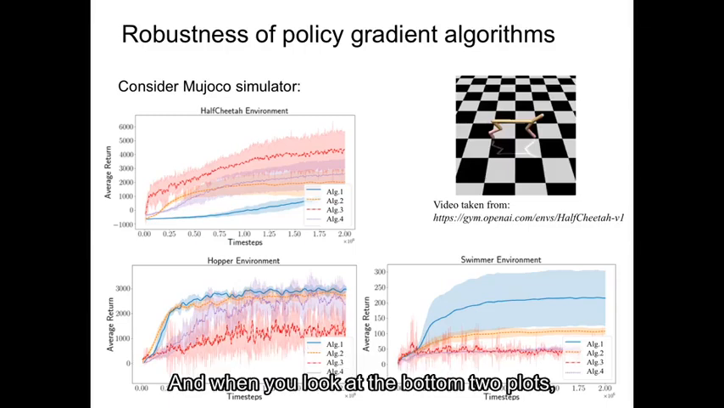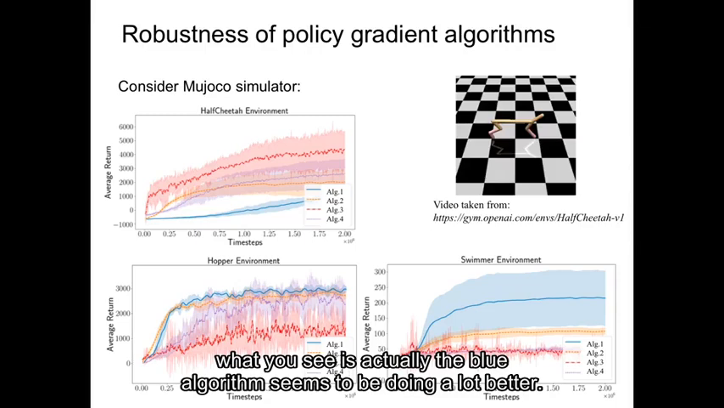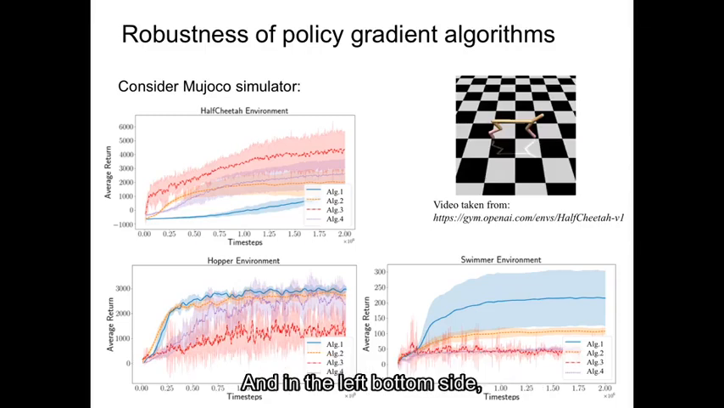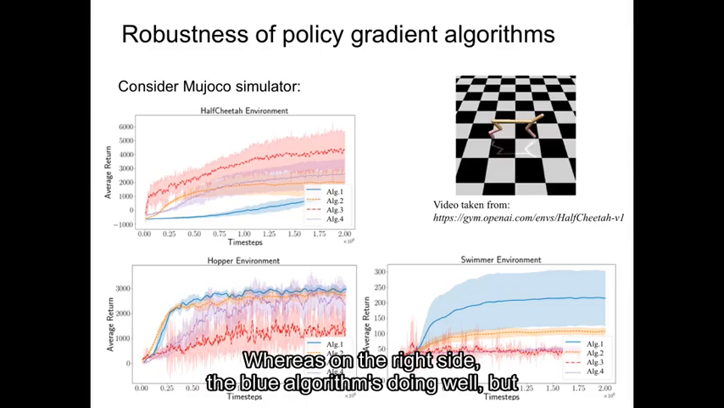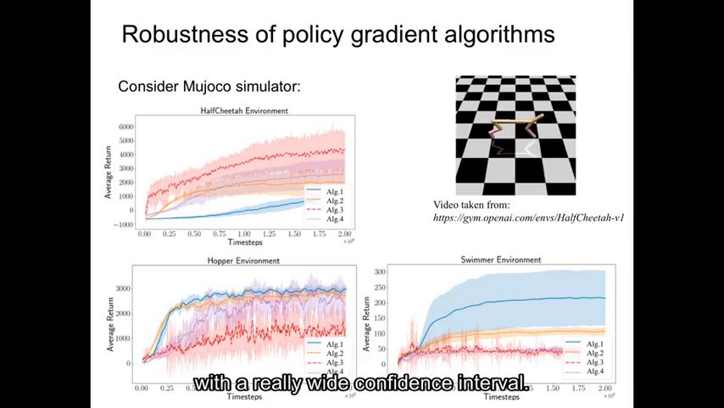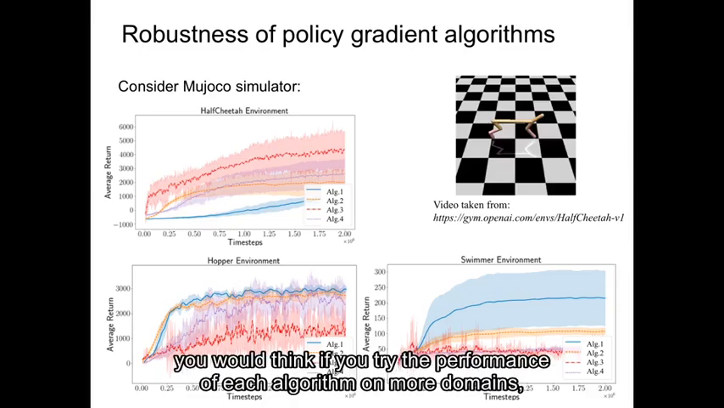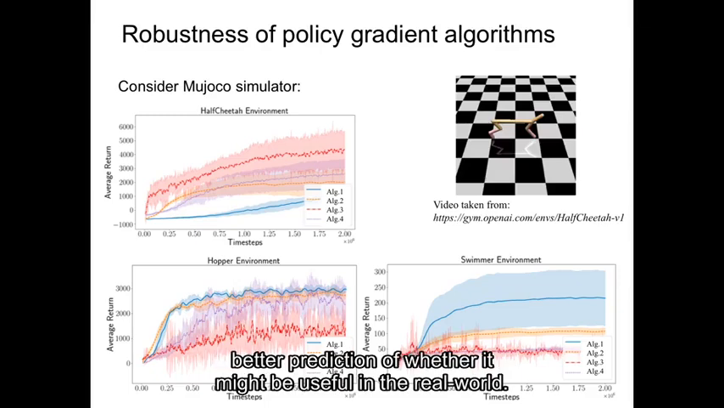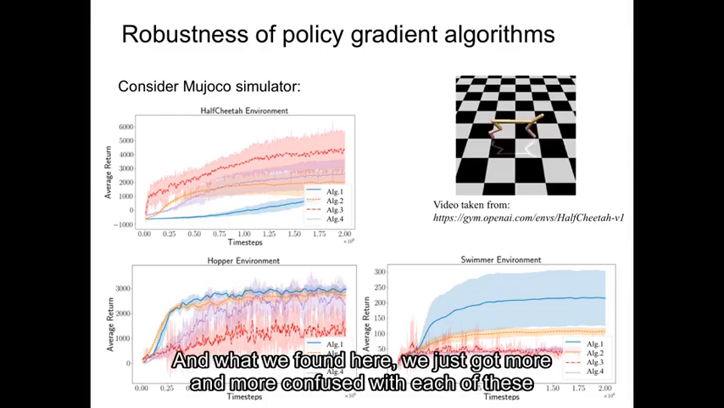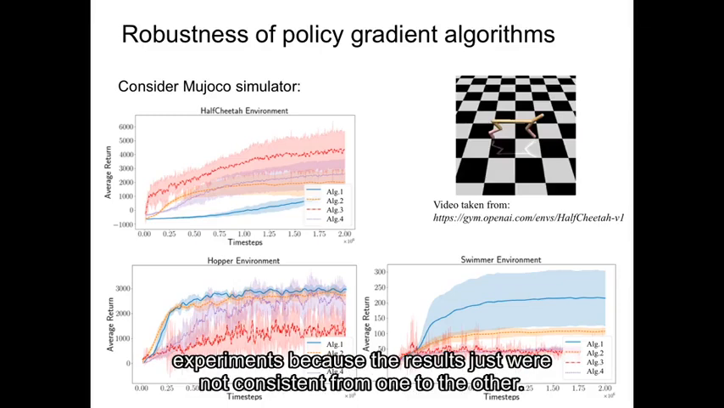And when you look at the bottom 2 plots, what you see is actually the blue algorithm seems to be doing a lot better. On the bottom left, the blue algorithm is doing quite well with a really tight confidence interval, whereas on the right side, the blue algorithm is doing well, but with a really wide confidence interval. Taking all these results together, you would think that if you try each algorithm on more domains, you get a better understanding of how well it works and a better prediction of whether it might be useful in the real world. And what we found is we just got more and more confused with each of these experiments because the results just were not consistent from one to the other.